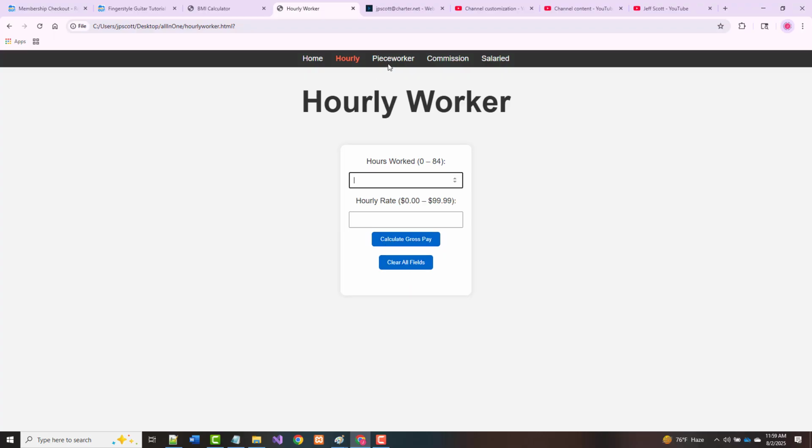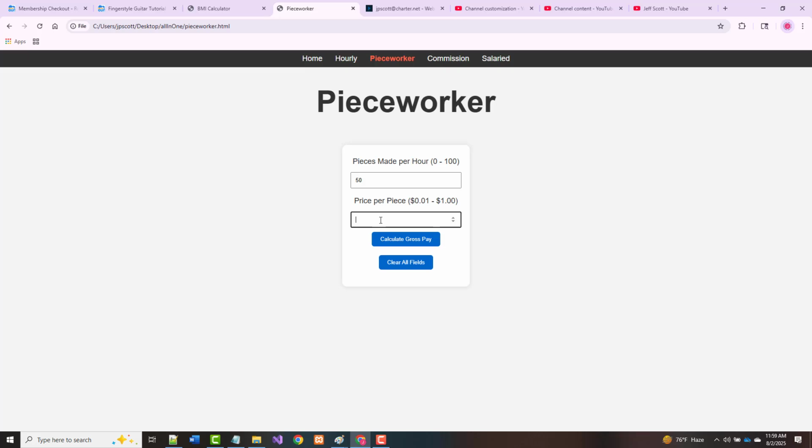If I go over to piece worker, it asks me for the number of pieces I make per hour. Let's say that I make 50. And let's say for each piece I get 25 cents. You can see I have put limits in there, in the hourly, piece worker, commission, and salaried, and if you go beyond those limits, it won't figure it out for you. So this is $12.50, which is 50 times 0.25. Again, I can clear.